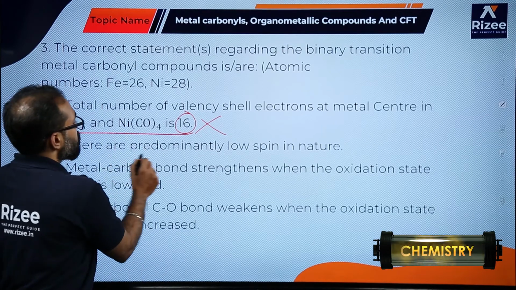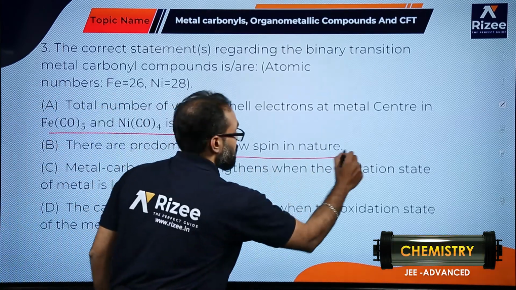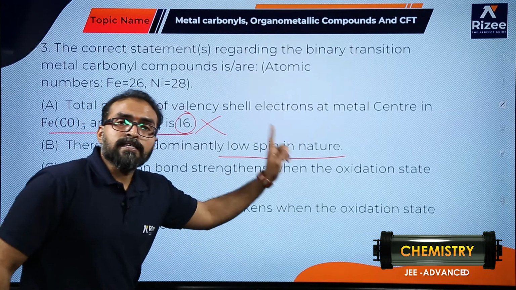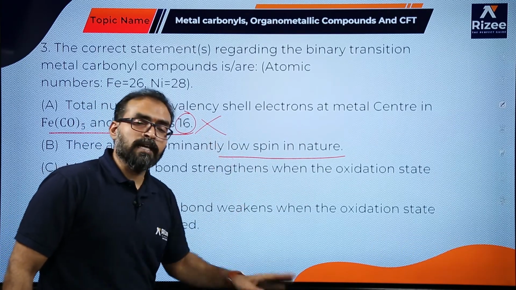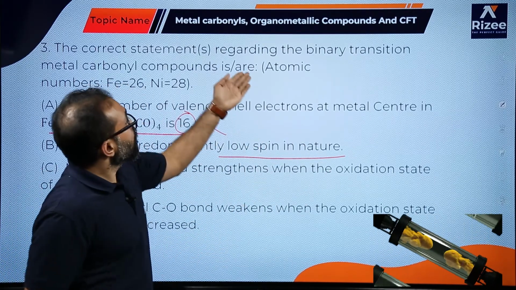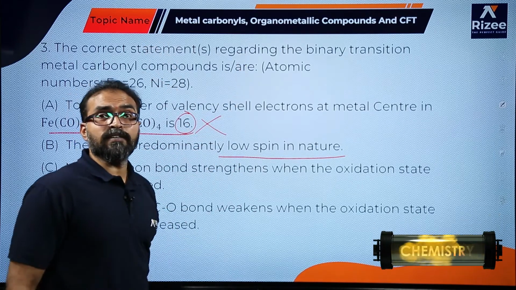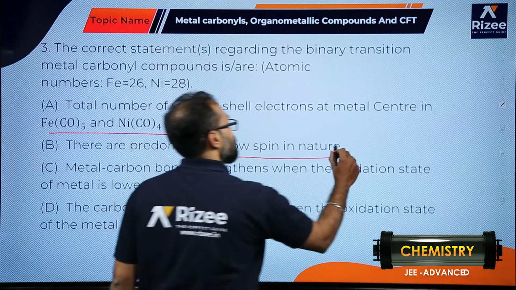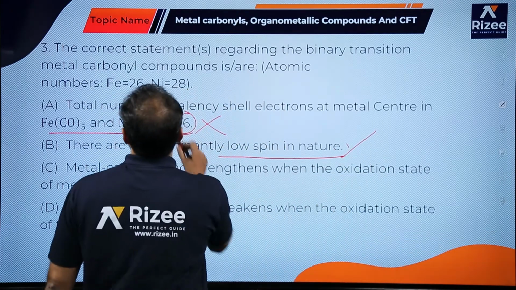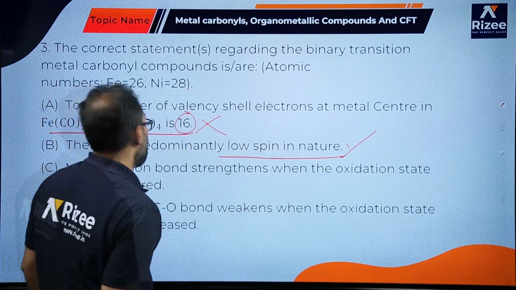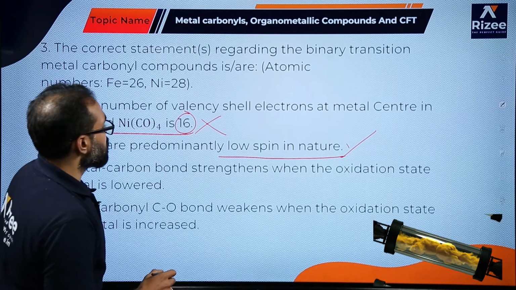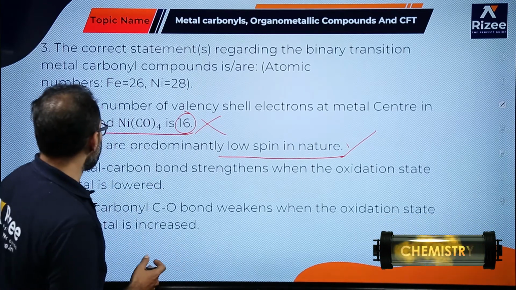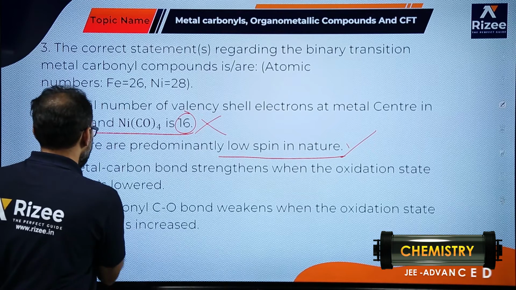Then, they are predominantly low spin in nature. Correct. These are low spin in nature. Why? CO is a very strong ligand, so definitely these are low spin complexes. It is a 100% correct statement. In both cases we are taking CO only. Next, metal carbon bond strengthens when the oxidation state of the metal is lowered.